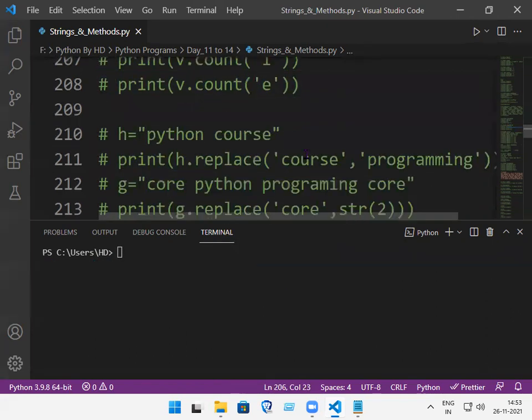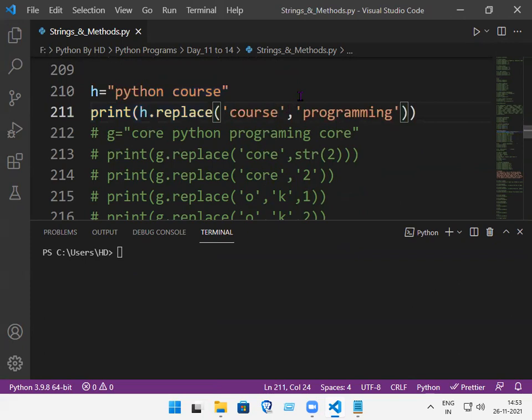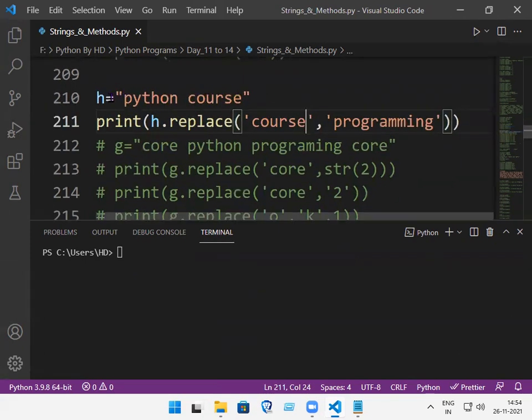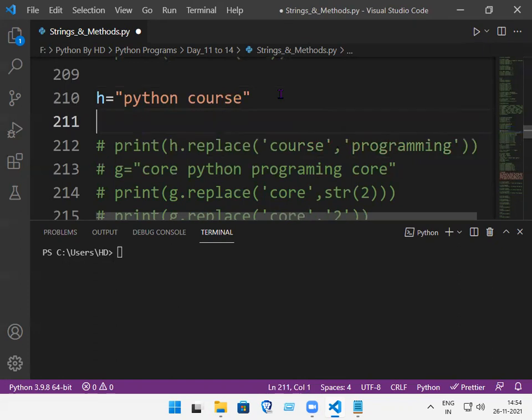Next topic. Replace. Okay. Stop writing. See once. Previously I had H equal to Python course. First tell me, can I modify the element like this? Suppose H of index 0 is equal to capital P. Possible? Not possible. What do I get?